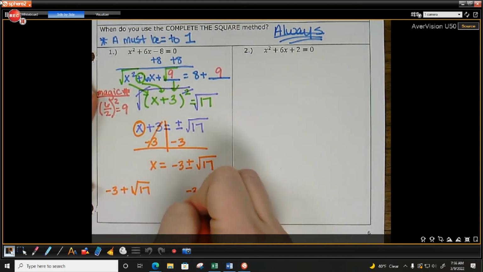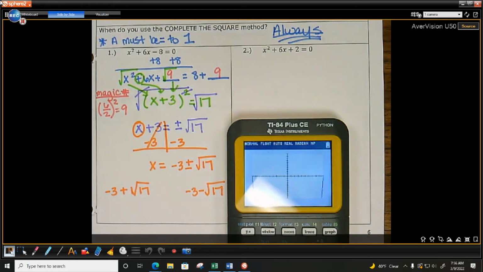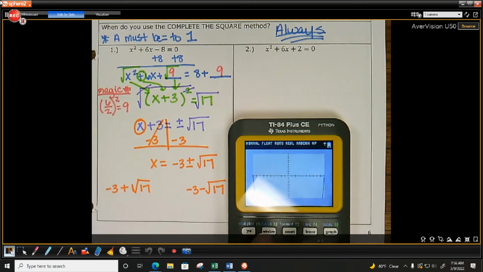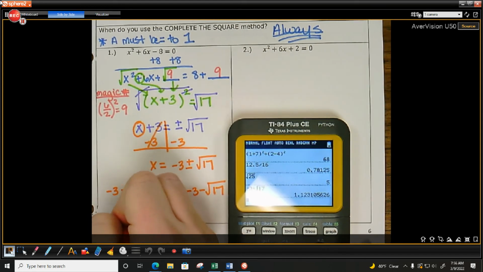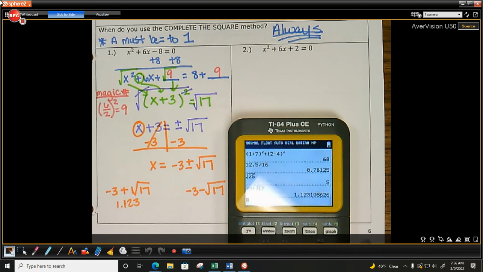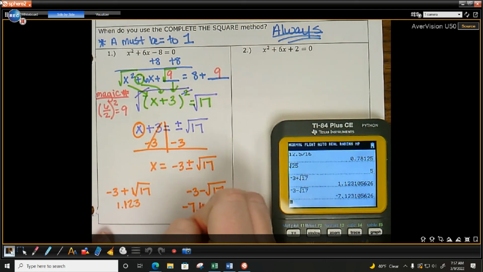I want you to type both those in the calculator and tell me their decimal equivalents. Because again, some of your answer choices might look like this. However, you can always use the calculator to check. So negative 3 plus the square root of 17 is like 1.123. And then negative 3 minus the square root of 17 is negative 7.123.